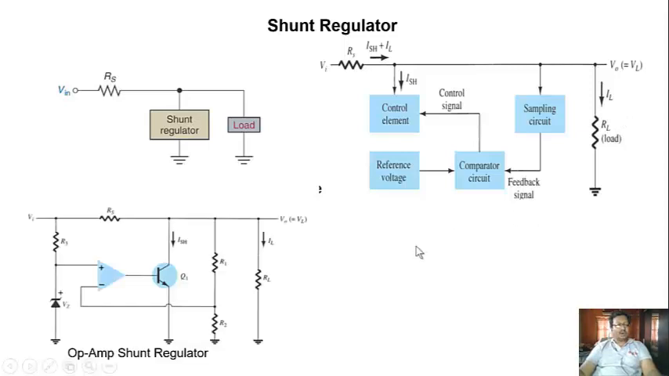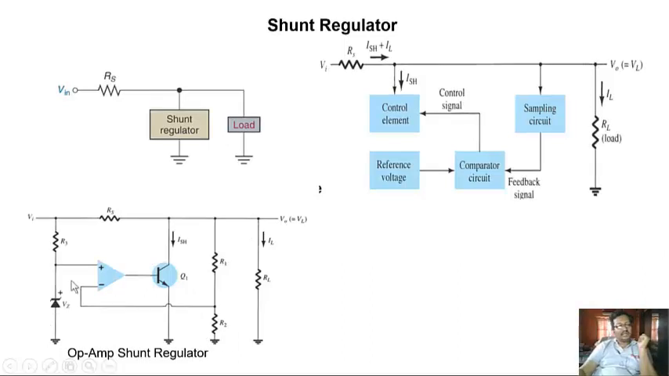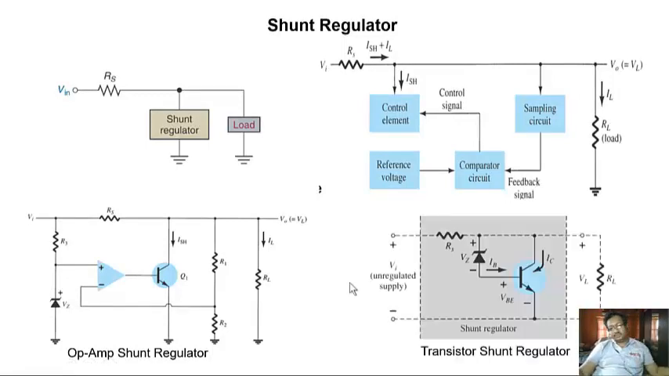Here, an op-amp based shunt regulator has been shown. The op-amp functions as the comparator circuit, and the control element is Q1 here, which is parallel to this load. R1, R2 is a voltage divider network, which acts as a sampling circuit. The Zener diode has been used to produce some reference voltage. Here is a transistor based shunt regulator.